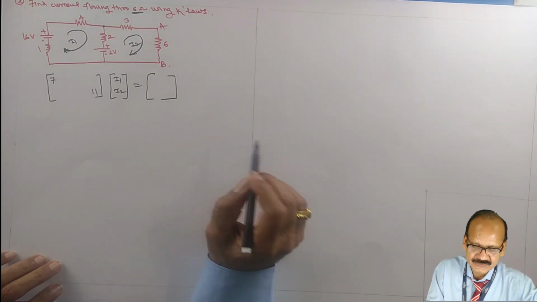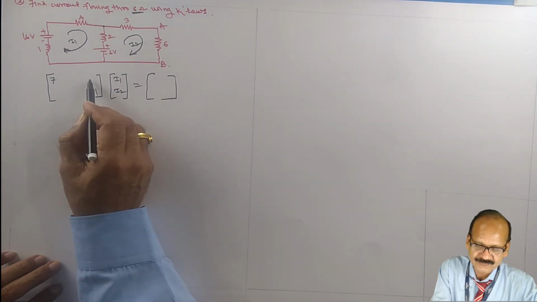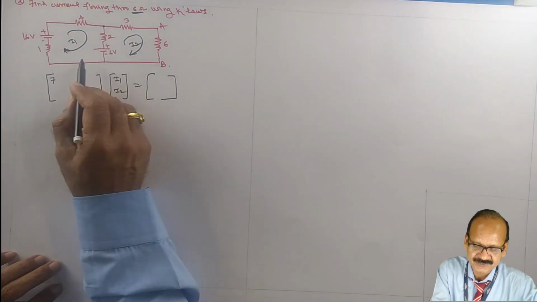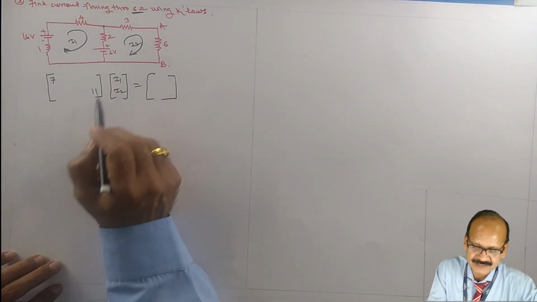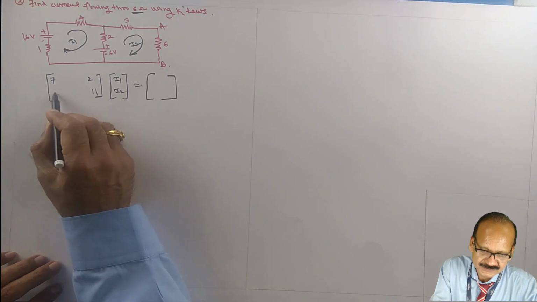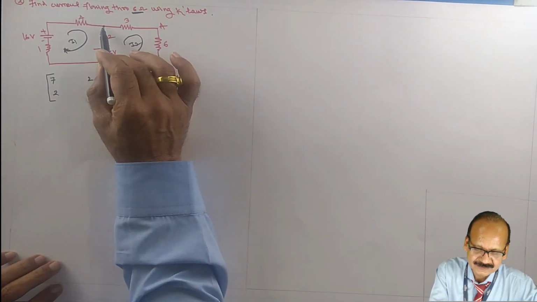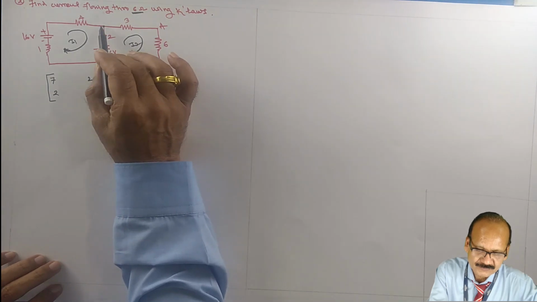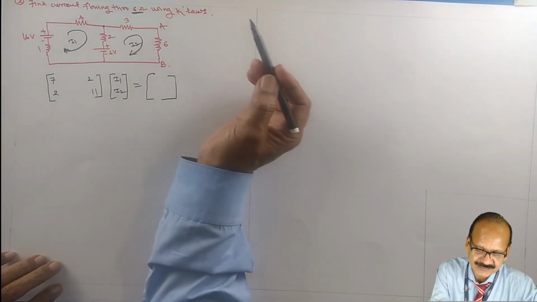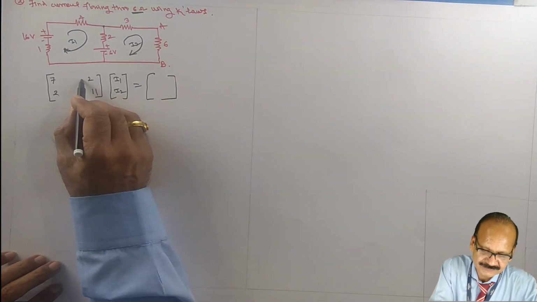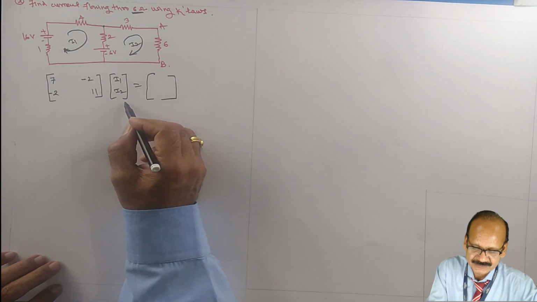Then R12 equal to R21. R12 is the sum of all the resistances which are common for currents I1 and I2. Which resistance is common for I1 and I2? 2 ohm. Now see, I1 is flowing through the 2 ohm in a downward direction, whereas I2 is going in the upward direction, meaning they are flowing in opposite directions. Therefore you have to give the negative sign here. Okay, then put I1, I2.